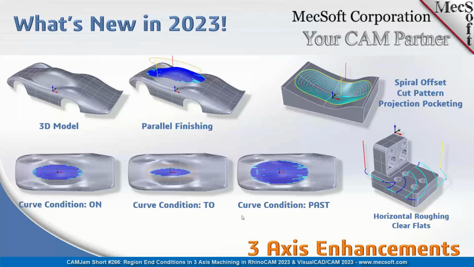Now here, I spoke about the curve conditions on, to, and past. Now you can do these on a curve, any curve. So if you look at the top left corner here, this is a sub D model. And really the only thing that you can select here is the actual sub D ISO lines you see here.